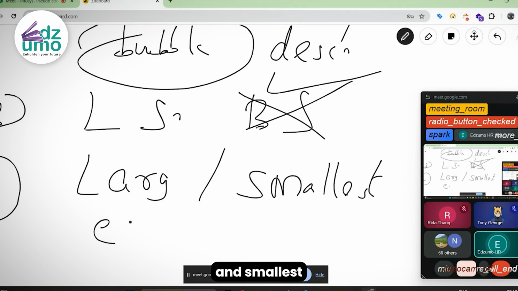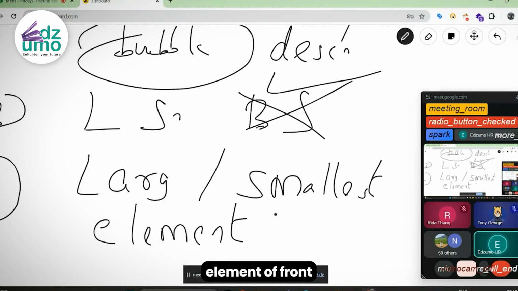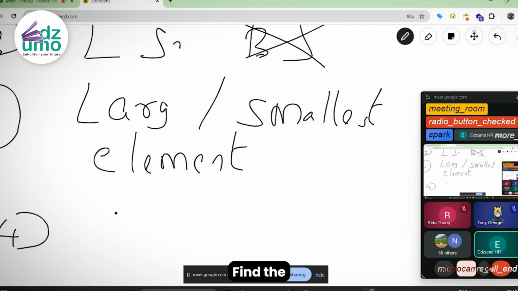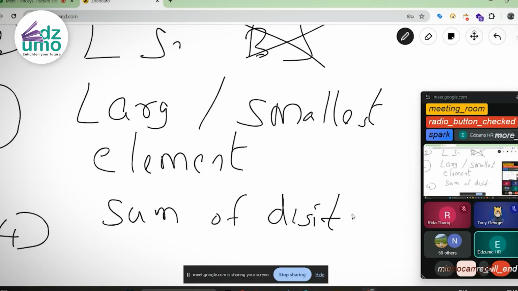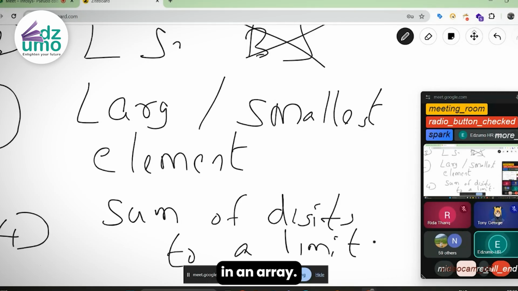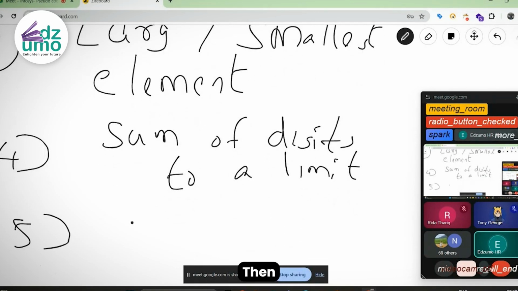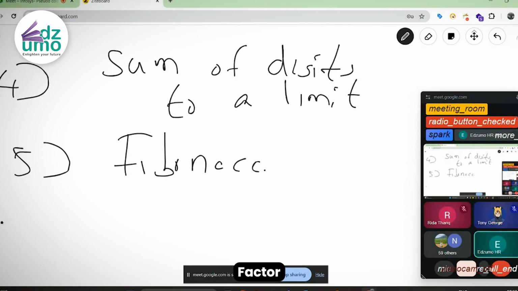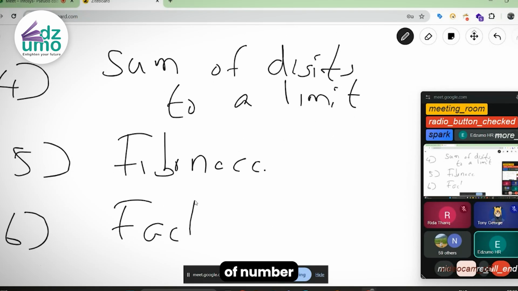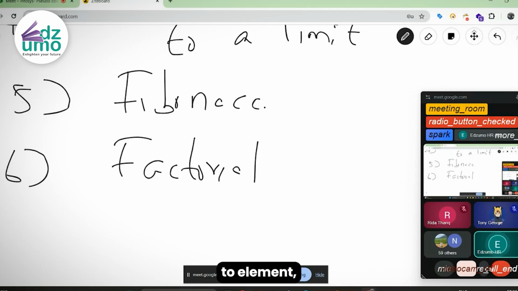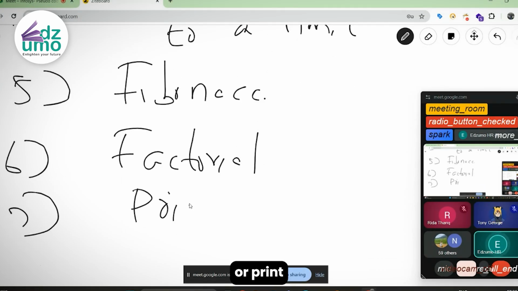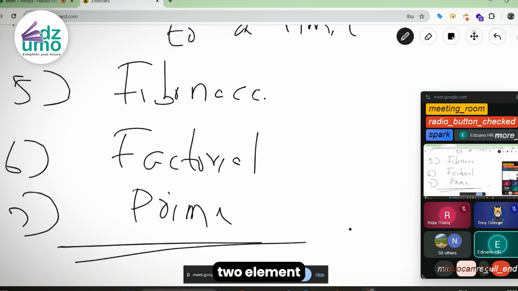Find the largest and smallest element of an array. Then find the sum of digits to a limit, or it can be sum of elements in an array. Then Fibonacci series, factorial of a number, or print factorial up to a limit, prime number, or print prime numbers to a limit. Understood? So you have to study this much logic.